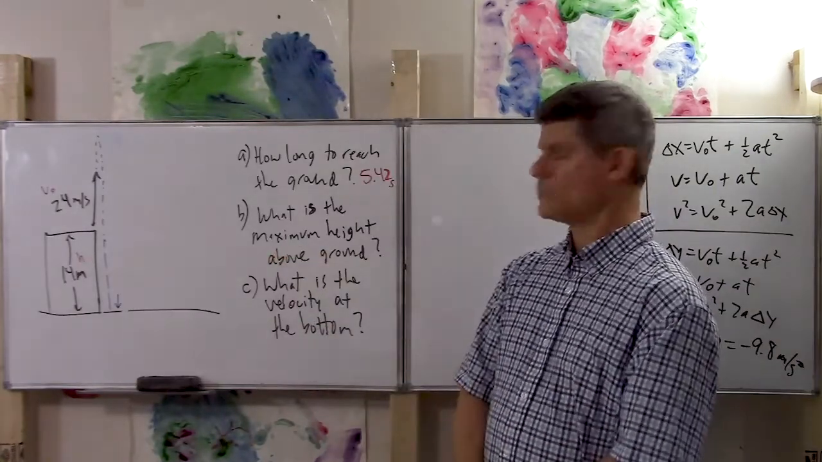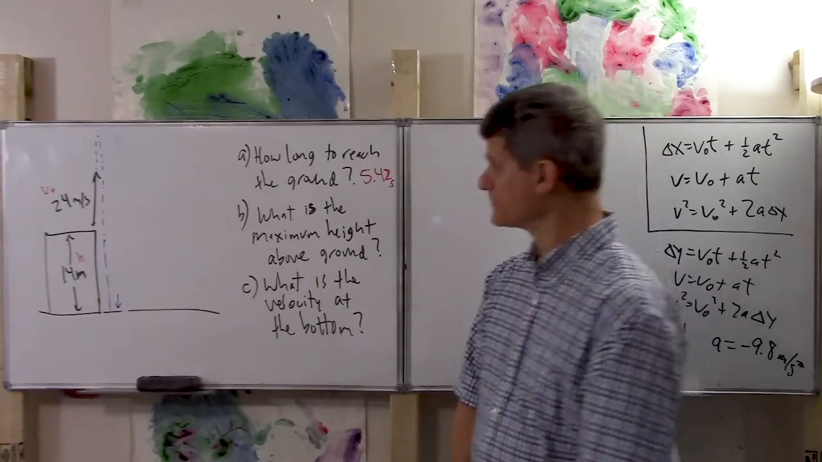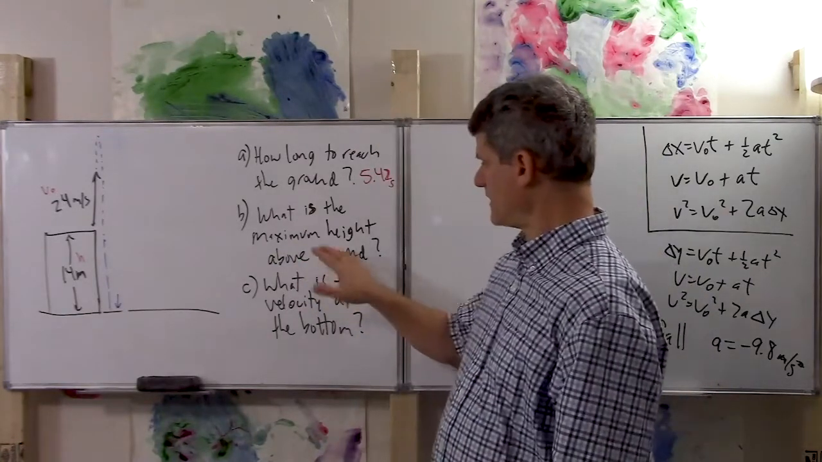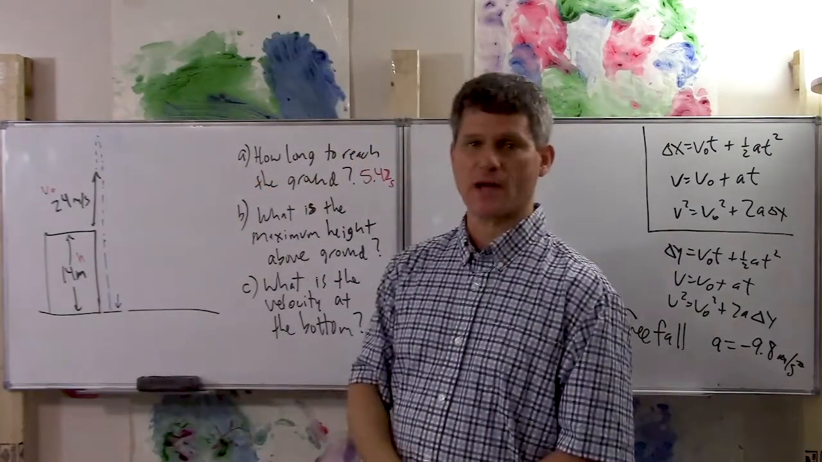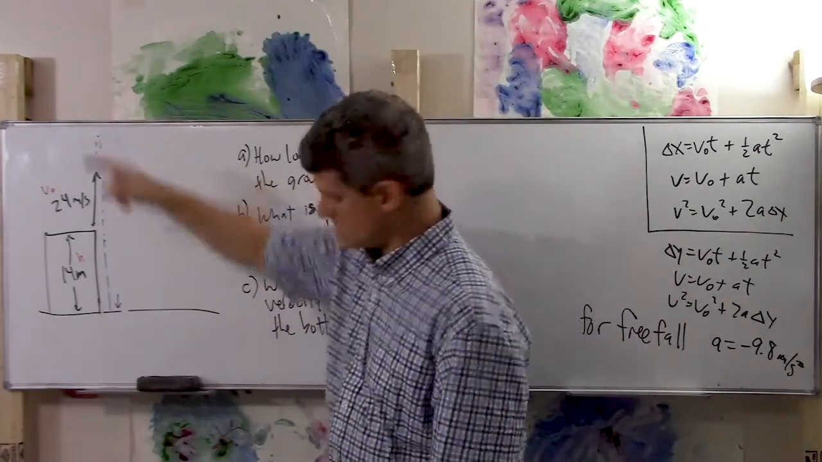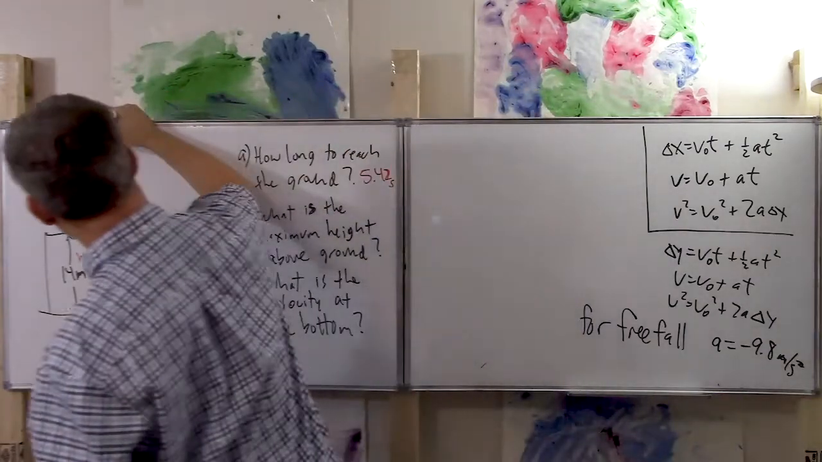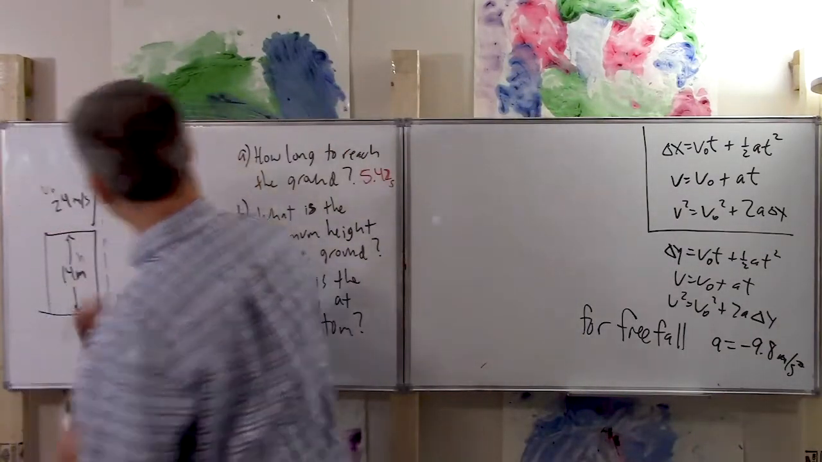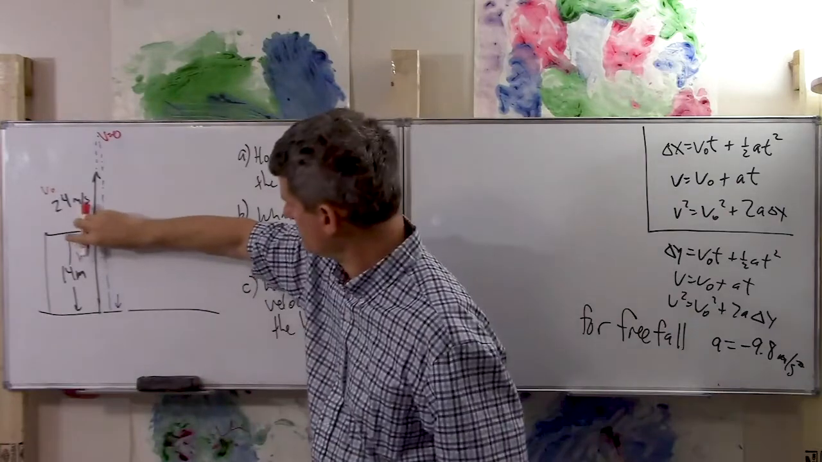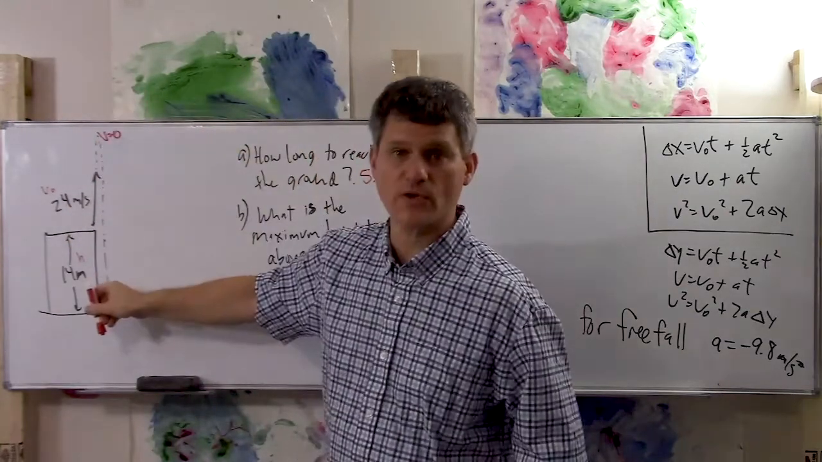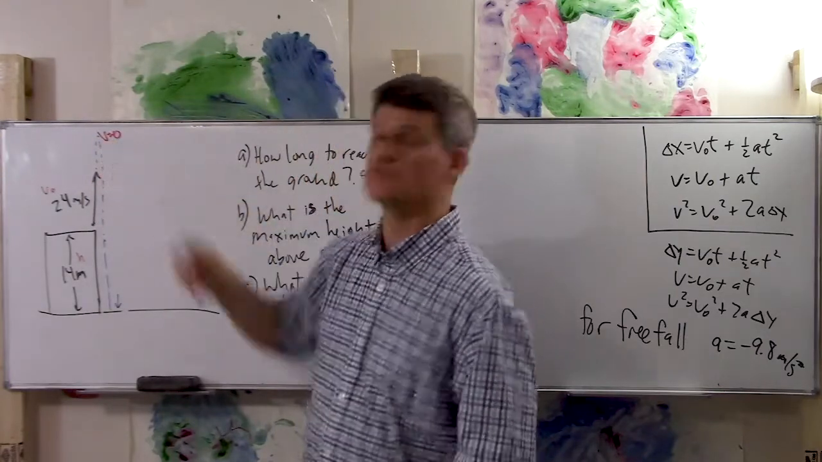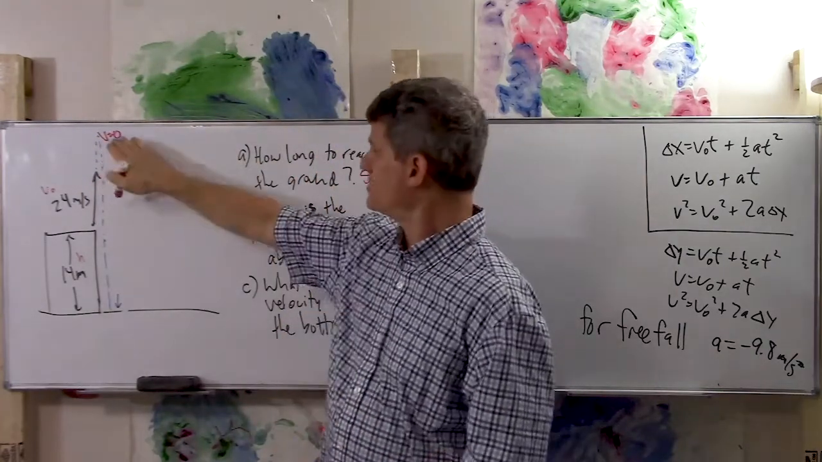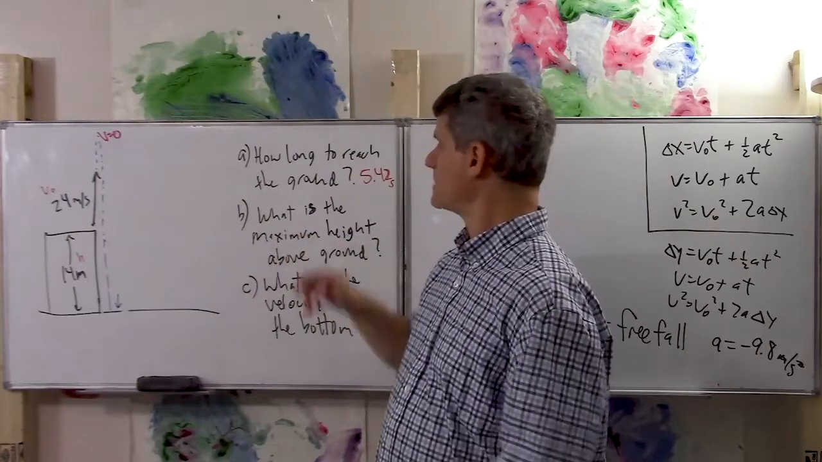Now, for part B, what is the maximum height above the ground? For maximum height above the ground, you kind of have to know a trick here. The maximum height, so you're at the top. What's special about the top? At the top, the velocity is 0. We have a positive velocity going up and a negative velocity going down. When it reaches the top, it goes from positive to negative, so it just goes through 0 for a little instant. So we use that as a technique for getting the maximum height.